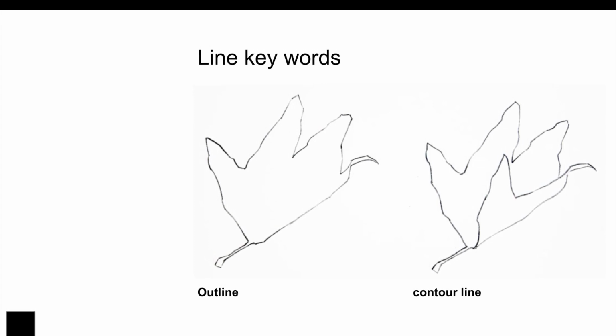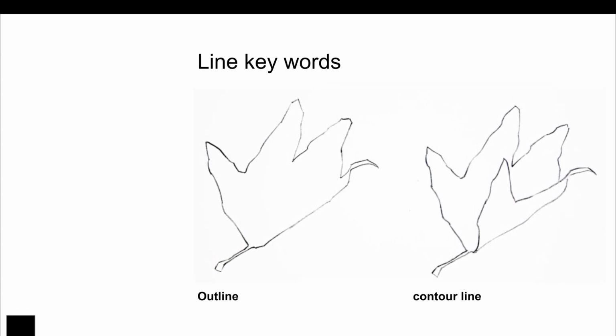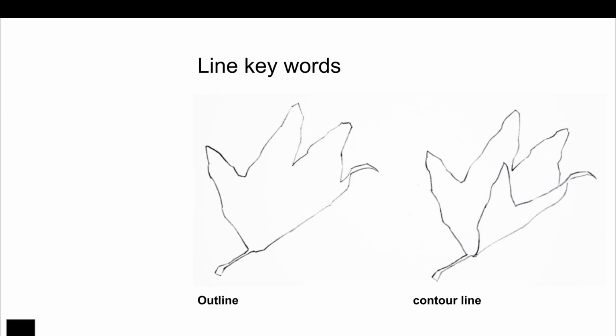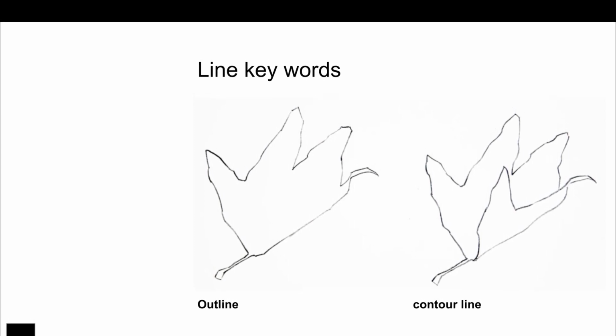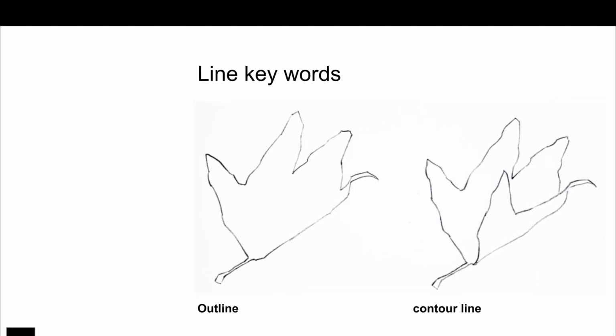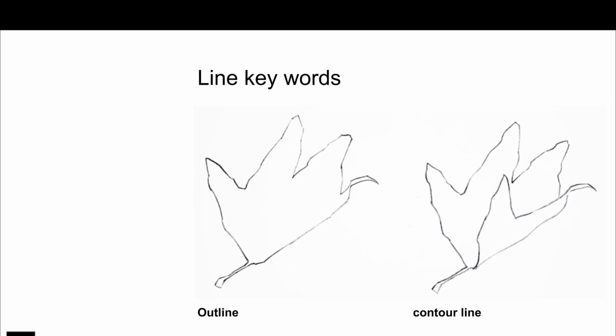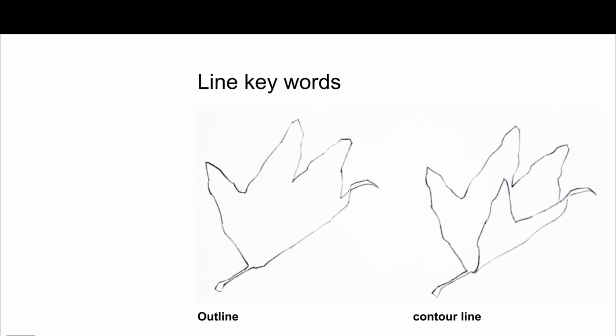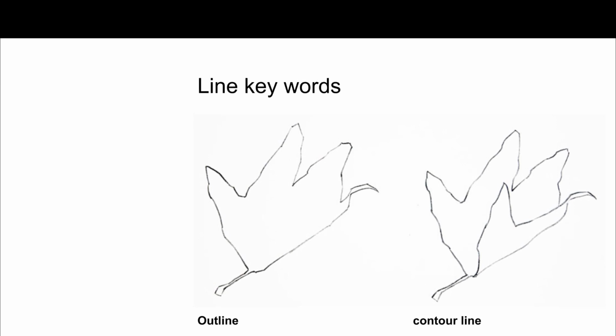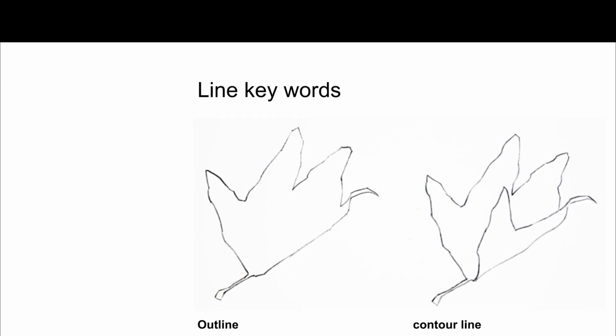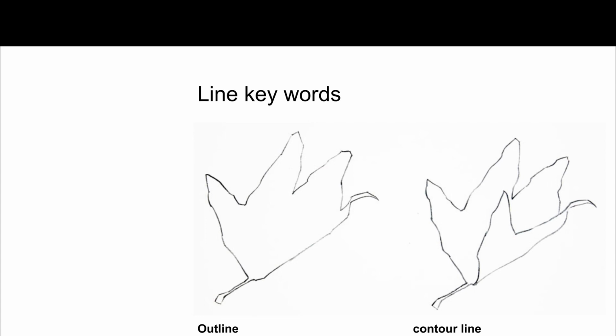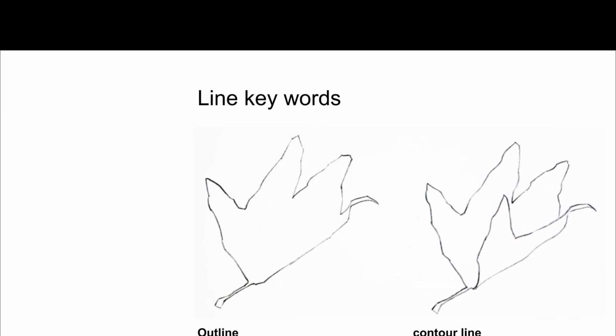The difference between these is that if you had a flat object, so if you're imagining this leaf, the outline is going all the way around the outside edge of this photograph of a leaf, whereas the contour line is going to pick up the lines that happen inside the leaf that make up the negative and positive space.